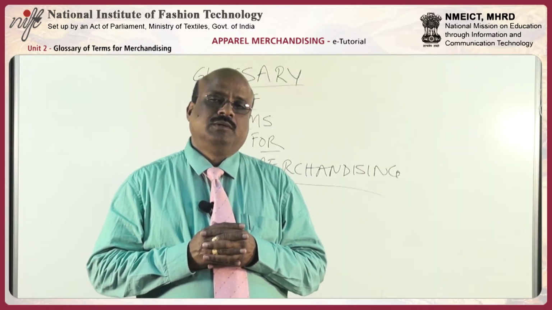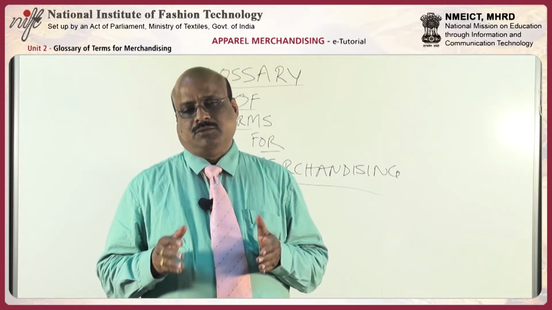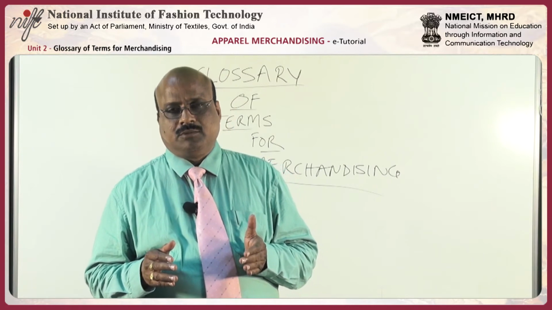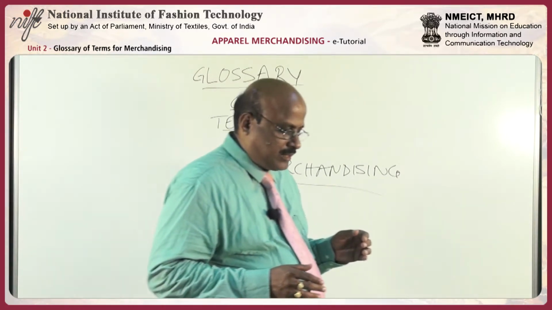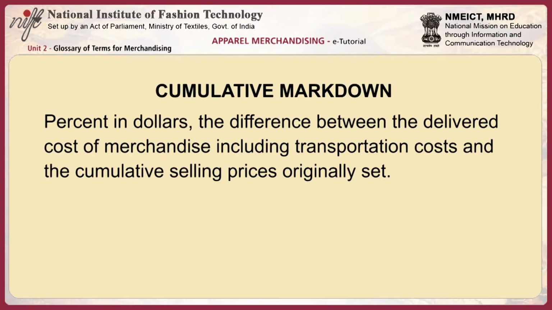Then comes a very important term, that is cumulative markdown. So, what is a cumulative markdown? How do we understand cumulative markdown? Cumulative markdown is a percentage in rupees or dollars. It is the difference between the delivered cost of the merchandise, including the transportation costs, and the cumulative selling price originally set.